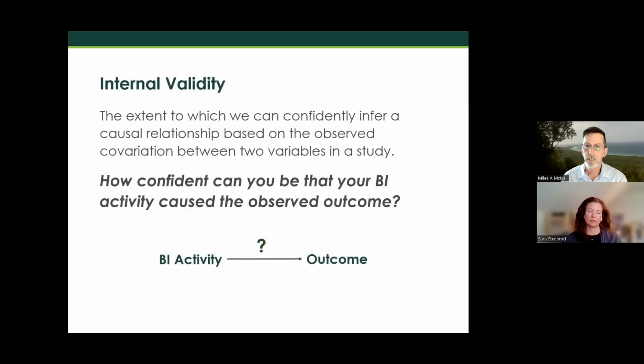So designs vary a lot in their ability to handle what are called threats to internal validity of your evaluation. So what is internal validity? Well, the technical definition, and this is the one I prefer, is the extent to which we can confidently infer a causal relationship based on the observed covariation between 2 variables in a study. More practically, how confident can you be that your BI activity, that's your independent variable, caused the observed outcomes, that's your dependent variable? How confident can you be?